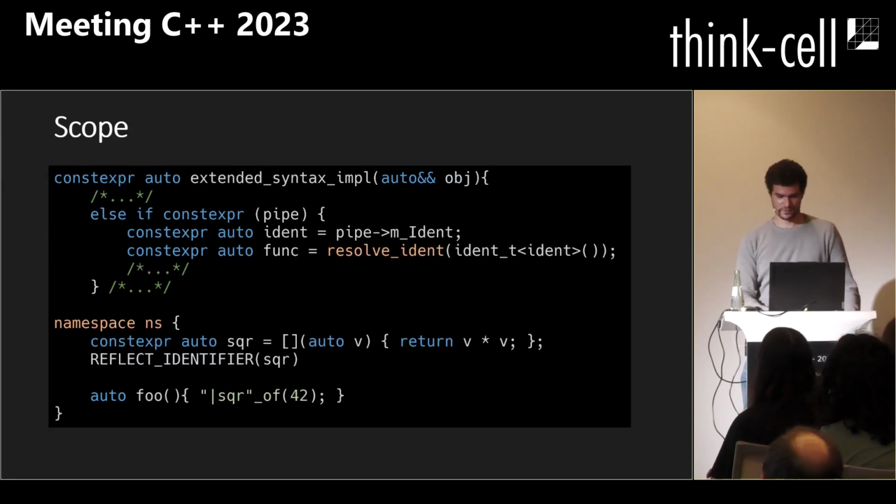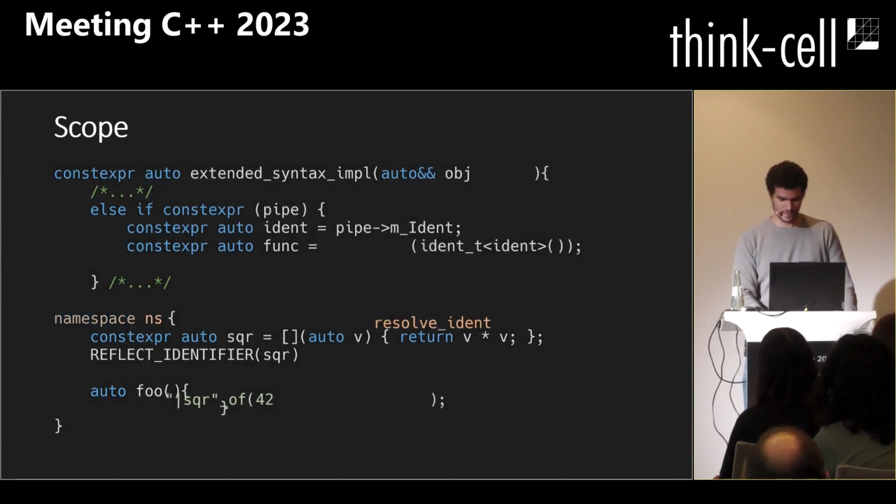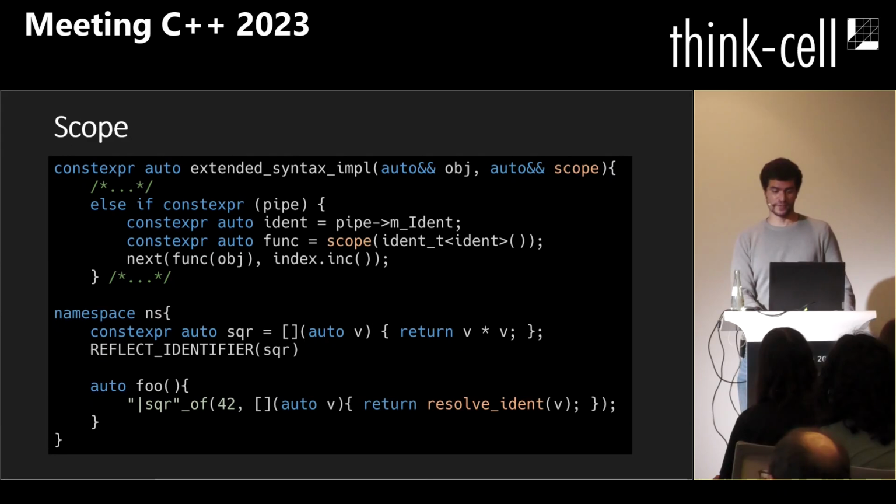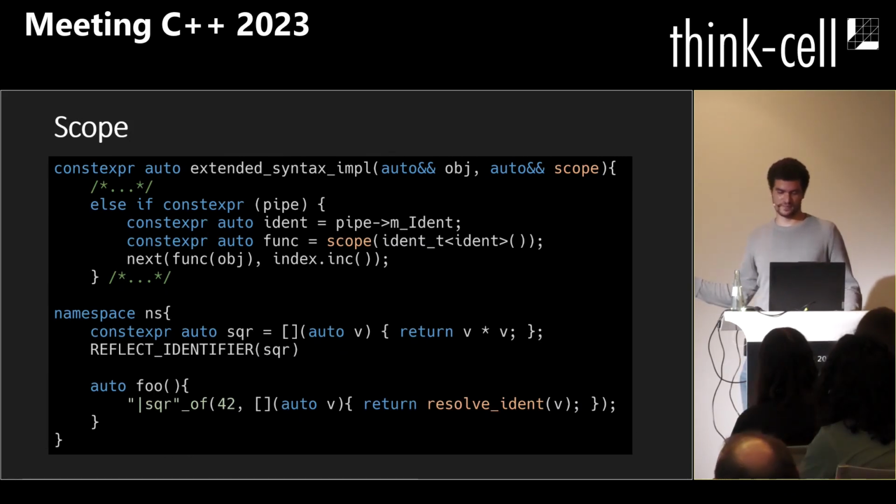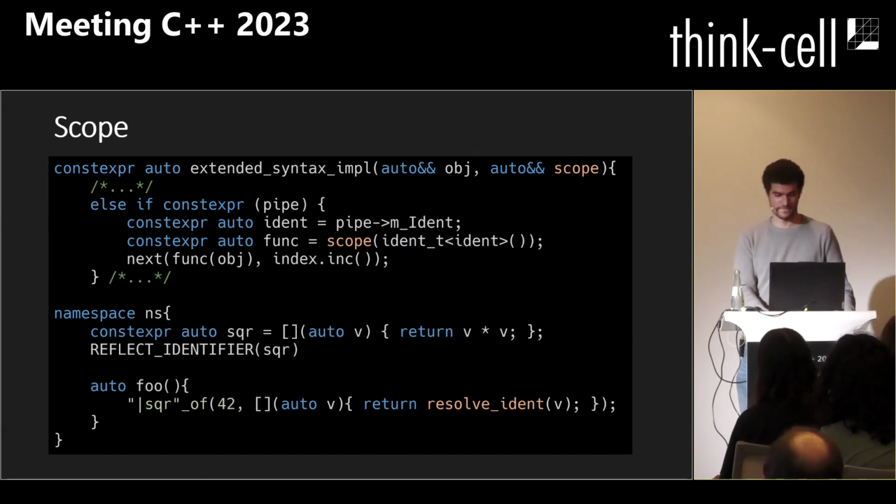Well, actually no, because the lookup for resolve identifier will be based on the scope of the implementation function and not where the syntax is used. For example, if the resolve identifier is defined inside of a namespace, it will not be found when we try to call the resolve identifier in the implementation function. We can move the call to resolve identifier from the implementation function into where we use the syntax and pass it to the implementation function as a lambda. And now it will find the square function.